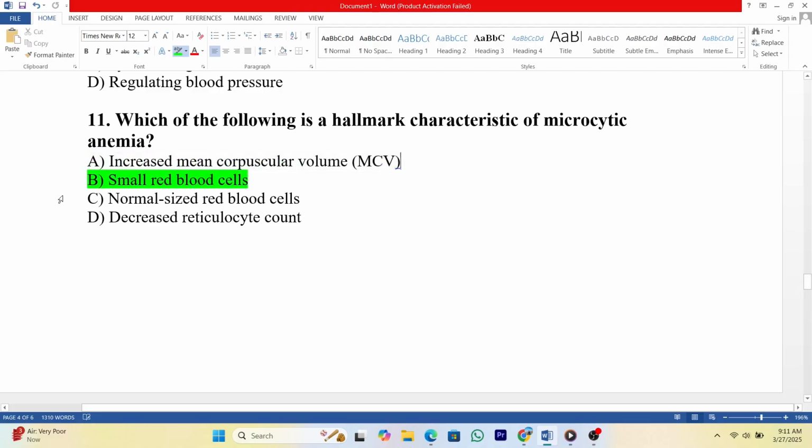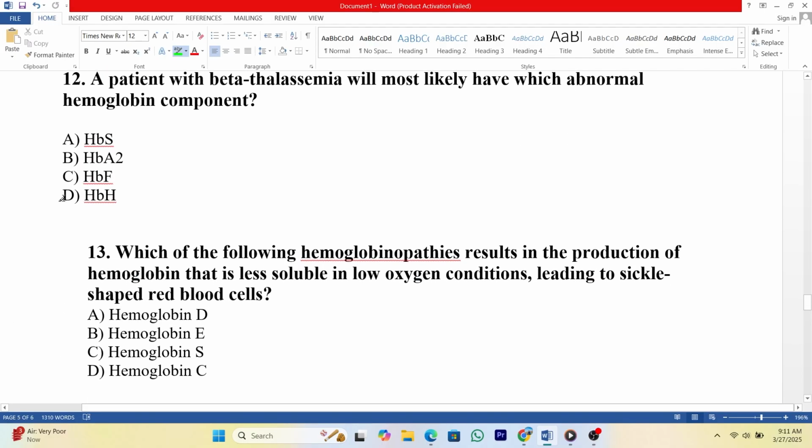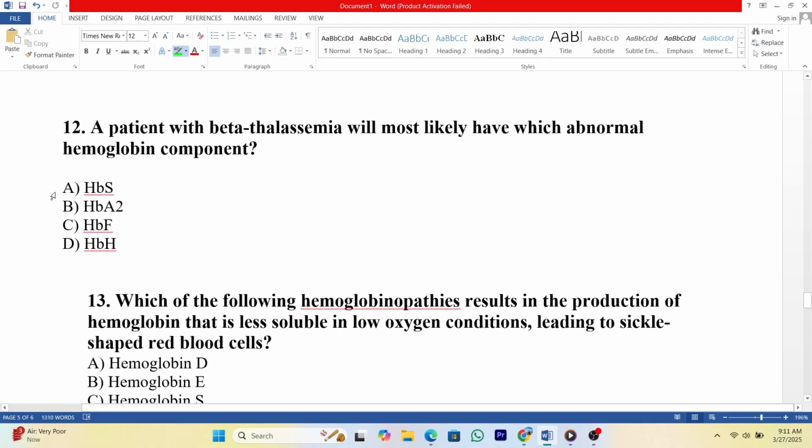12. A patient with beta thalassemia will most likely have which abnormal hemoglobin component? A. HbS. B. HbA2. C. HbF. D. HbH. Answer: B.